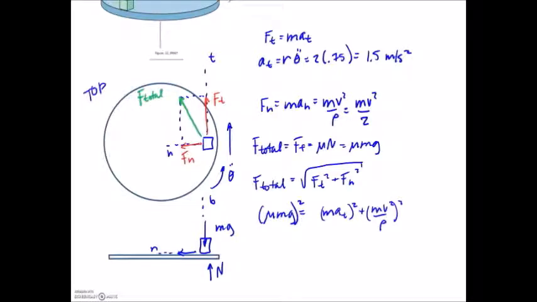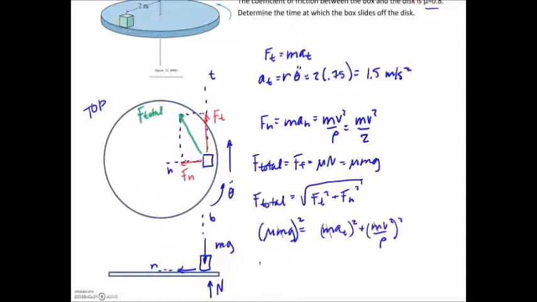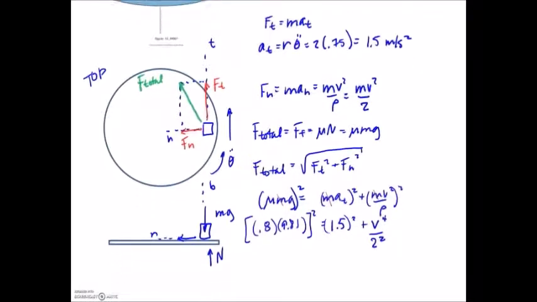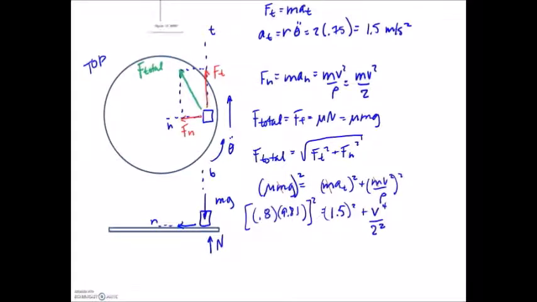All right, now I have mass occurring in every term, and so in this case, I'm lucky enough that I can cancel that mass. So I'm just going to say mu g squared. Well, let's just go ahead and write the numbers in. We have 0.8 times 9.81 quantity squared is equal to the acceleration in the tangent direction, 1.5 squared, plus v to the 4th over rho, which is 2 squared. And I can solve that for the velocity, and this is the velocity at which it falls off.